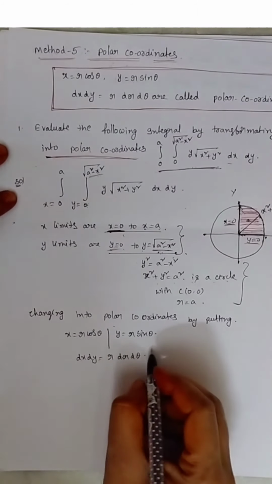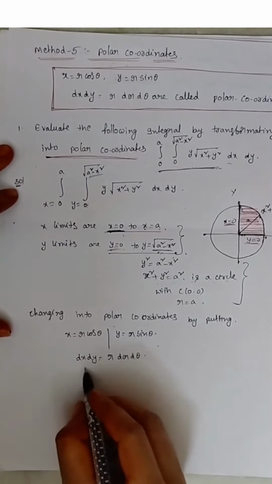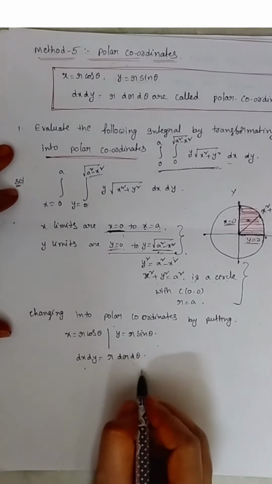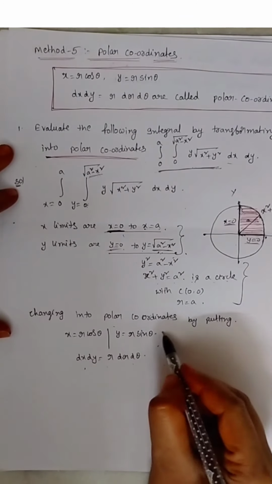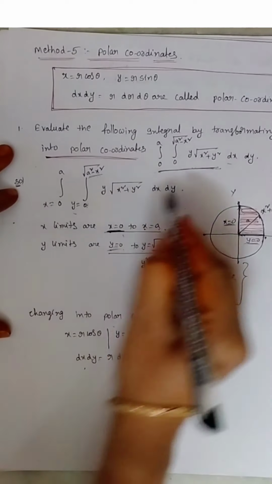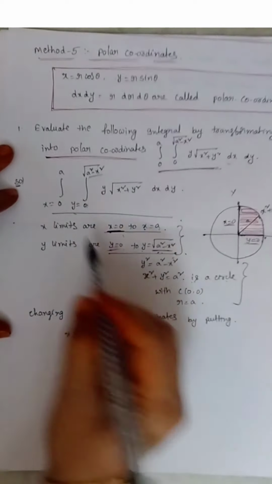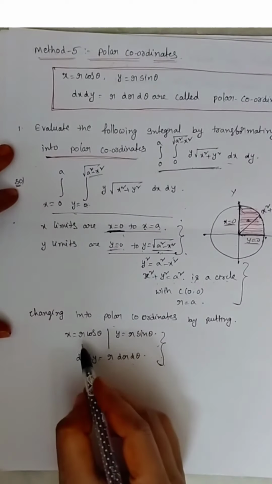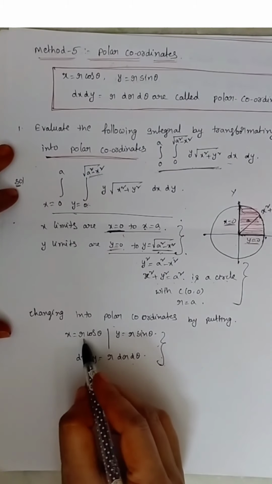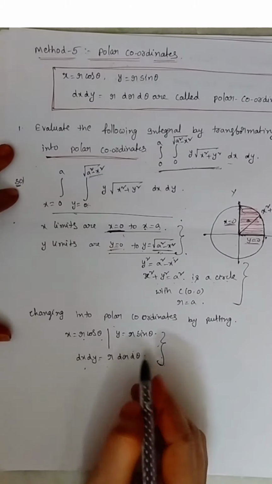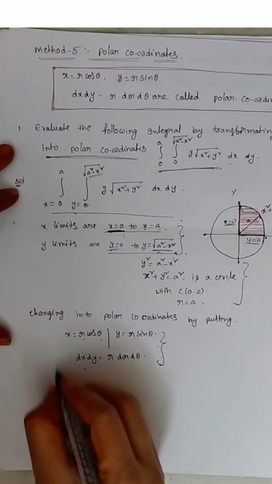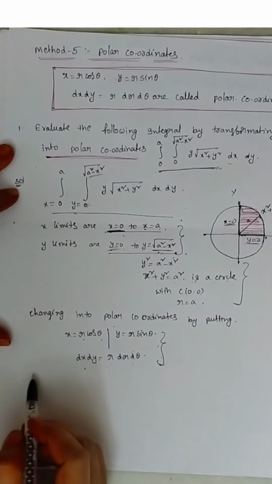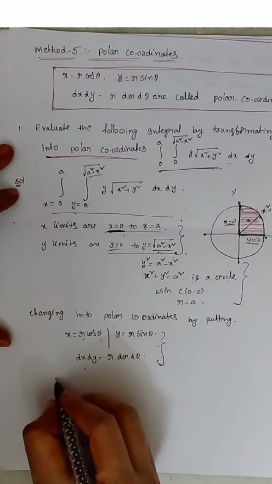So x equals r cos theta, y equals r sin theta, dx dy equals r dr d theta. Now if you substitute these in this given problem, the total problem is converted into r and theta. Now we have to find the r limits and theta limits. Instead of writing x limits, y limits, we have to find the r limits and theta limits.